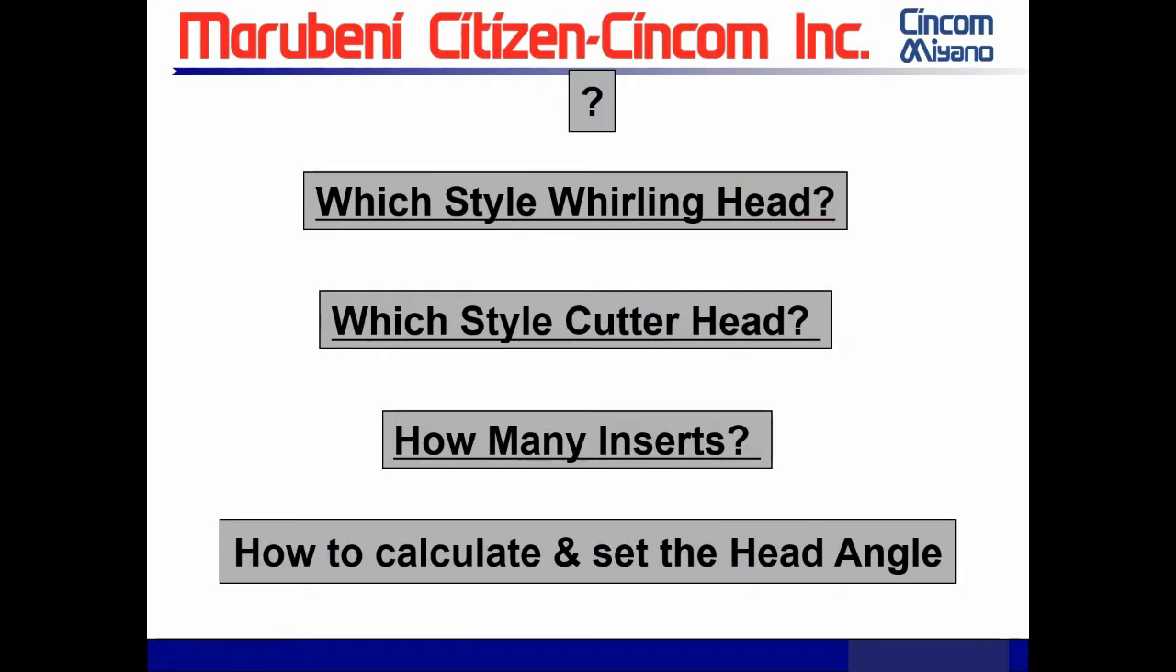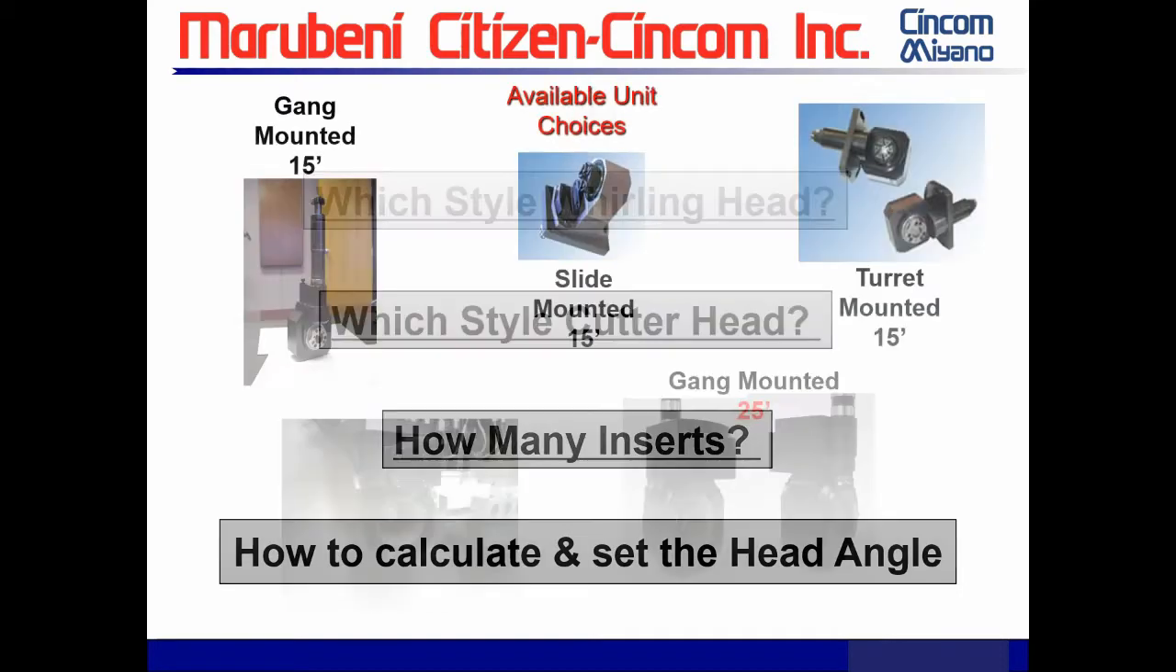And some questions you might have is: which style whirling head should I use? Which style cutter head is best? How many inserts should I need? And how do I calculate and set the head angle of the whirling head?